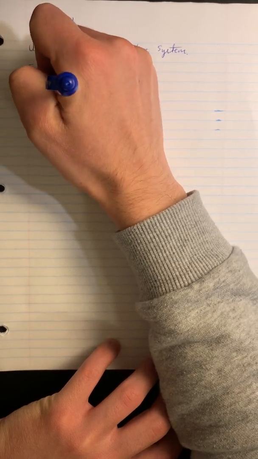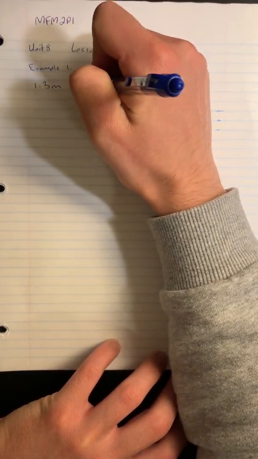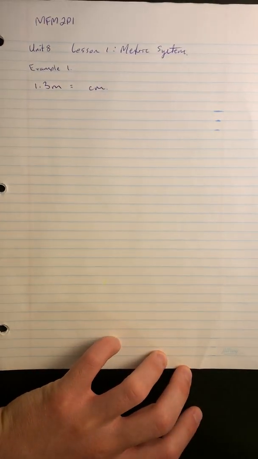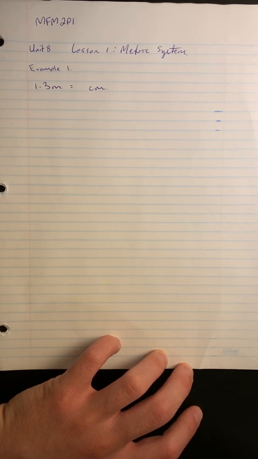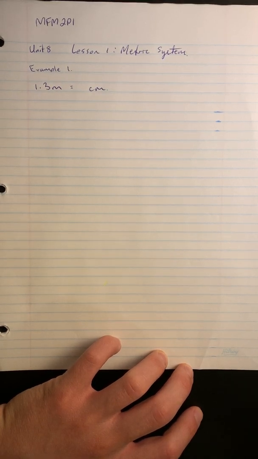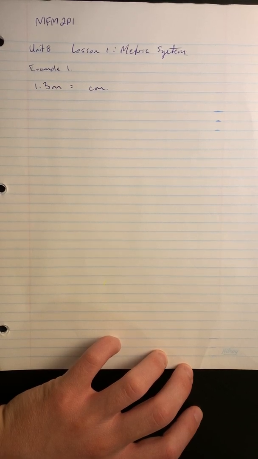Example 1 says we have 1.3 meters, and we want to convert it to centimeters. So here's what you're going to do: you're going to look at the metric prefixes chart, and you're going to recognize that meters is the base unit. You can see in the center of that chart where it says no prefix, that's where meters goes. That's the base unit. And what we want to do is get to centimeters. So if we look on this chart, centimeters is 2 steps underneath the base unit, okay, 2 steps underneath the base unit.